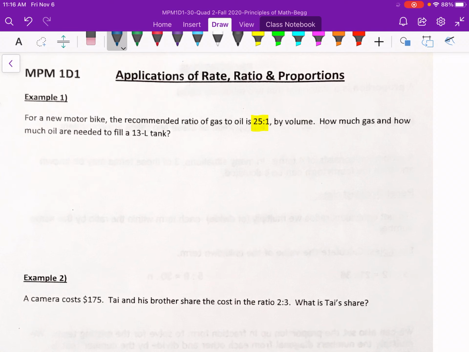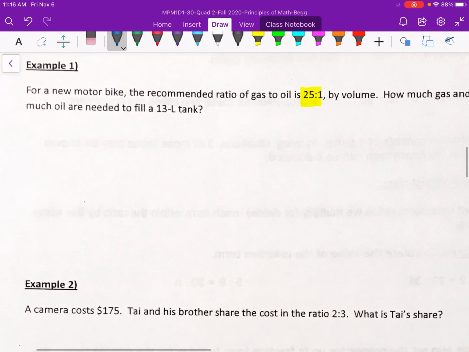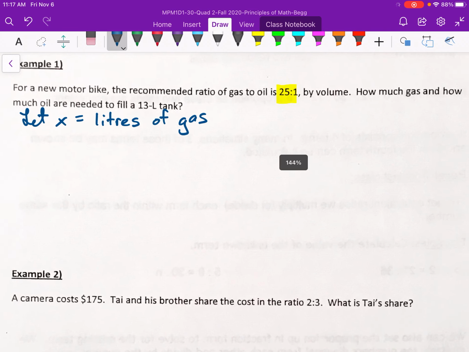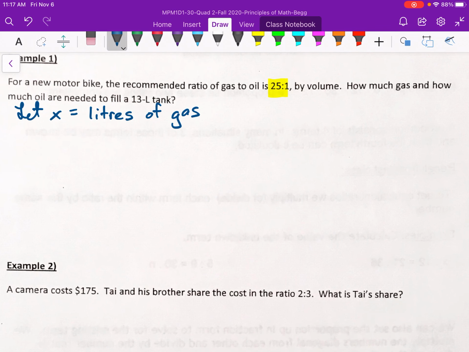So for a word problem, we really should do a let statement. So maybe I'll let X be the liters of gas, because that's one of the things I'm trying to find. One variable is all I need. I could let Y be liters of oil, but the less variables, the better. If I know how many liters of gas there are, if I figure that out, then I can easily figure out how many liters of oil I need.